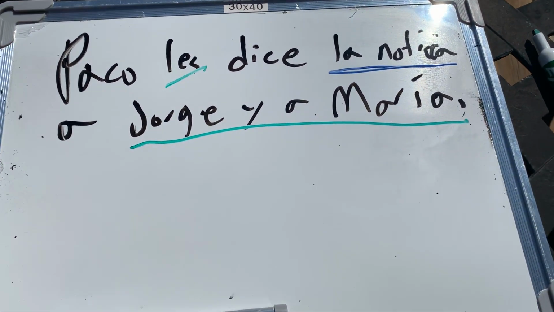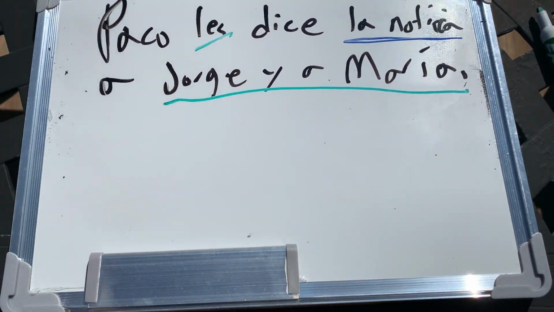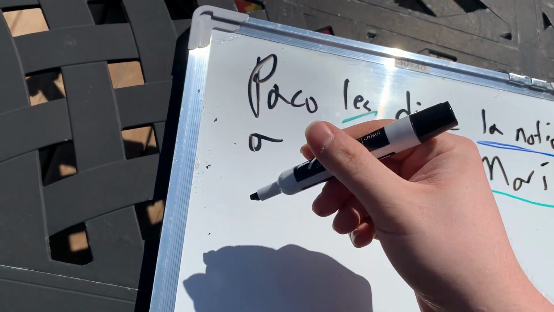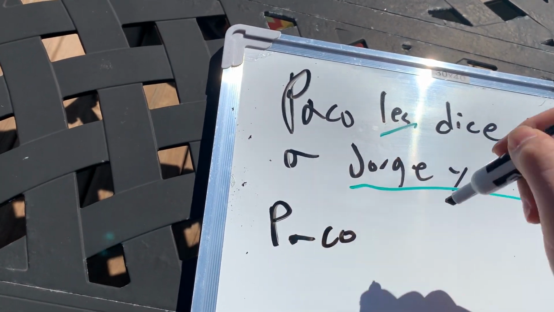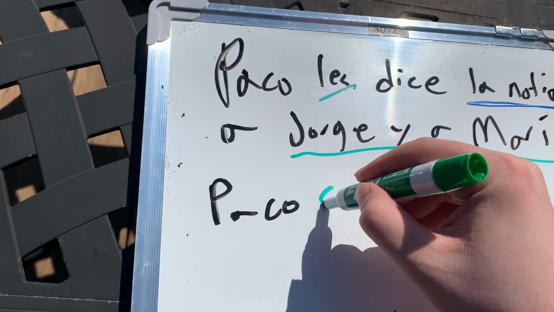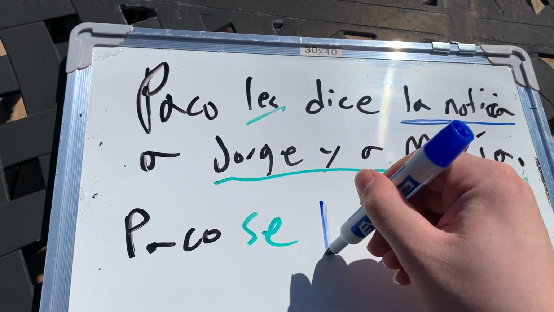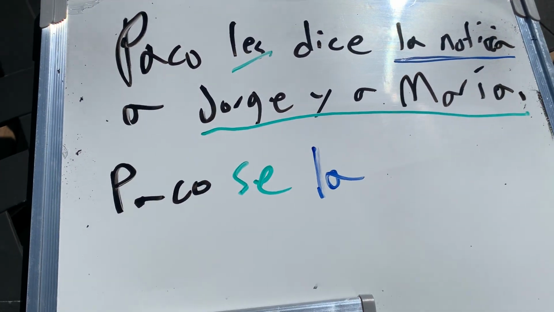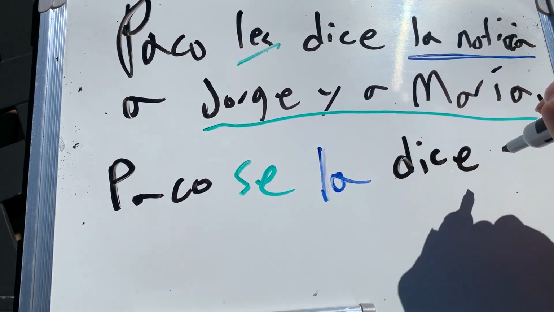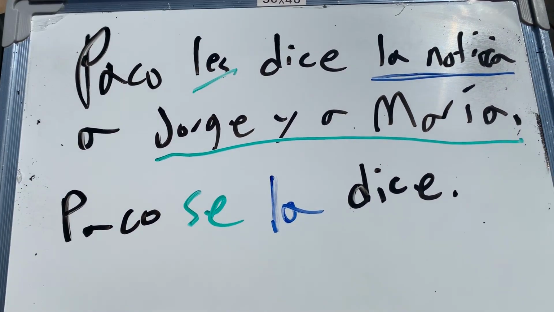So again, let's imagine that we already know what we're talking about. So to avoid that redundancy, we are going to just simplify it out. We're going to shorten it up. So I could say Paco se la dice. So the same thing is going on here.